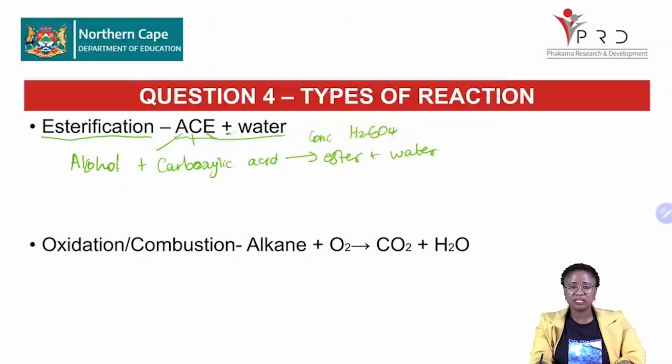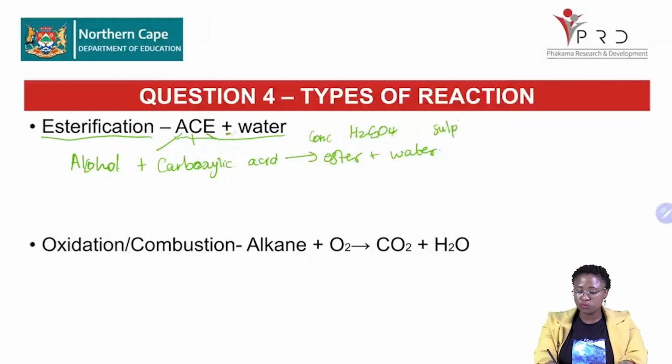The name of the catalyst that we use is concentrated sulfuric acid, which is concentrated H2SO4. Now, it's very important to remember that the examiner can say to you, what is the name of the catalyst that was used to prepare the ester? When they say what is the name of the catalyst, that means they want you to write in full that it is sulfuric acid. That's what the examiner is looking for.